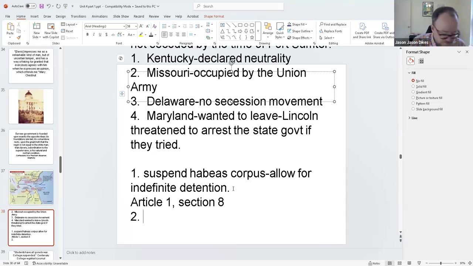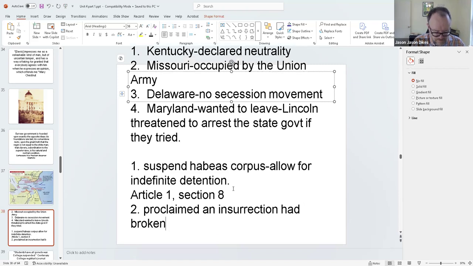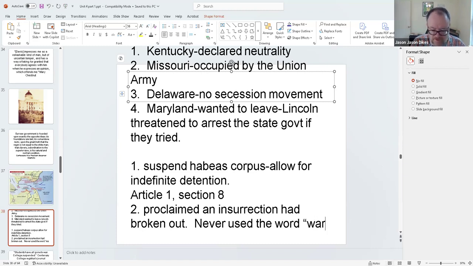Second, Lincoln proclaimed that an insurrection had broken out and called for volunteers. This will never be a war. Lincoln, through the next 4 years, will never refer to this as a war. It will always be an insurrection. It will always be a rebellion. It will always be something like that.